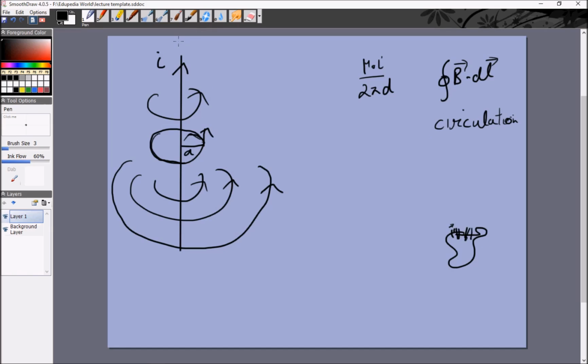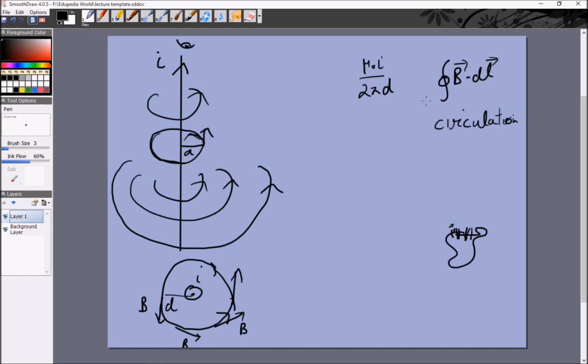If I were to keep my eyes here, then to me it would seem as though the current was coming out of the plane, and this was the direction of the magnetic field any distance d away. Now we know that at every point the magnetic field will be constant, because there is no reason for it not to be constant, it's completely symmetric, right? Because it's an infinitely long wire. So at every point tangentially the magnetic field will be B.